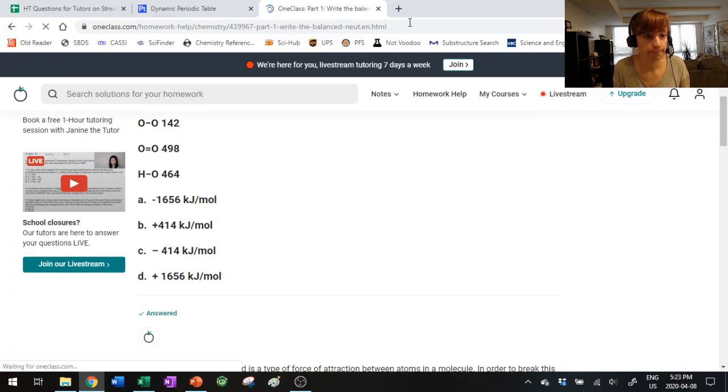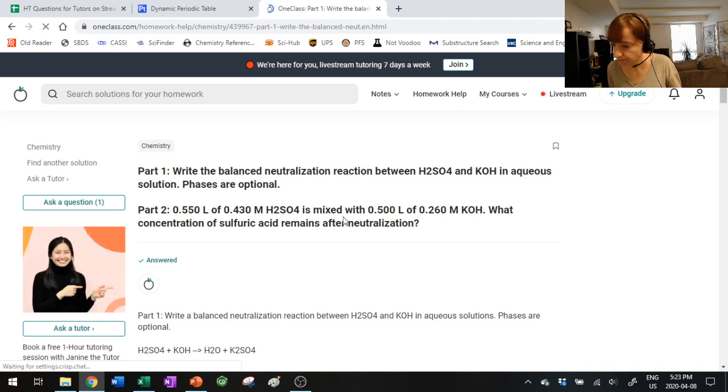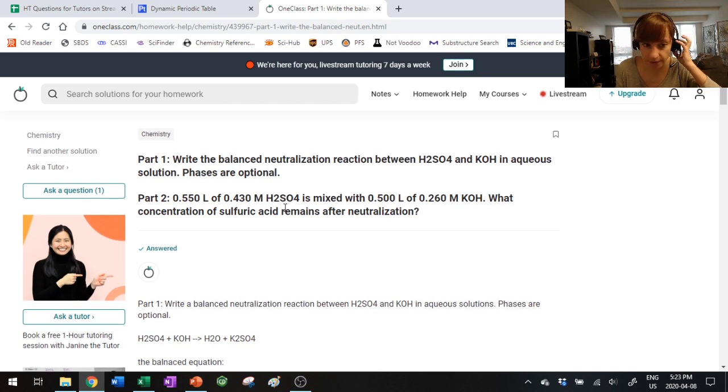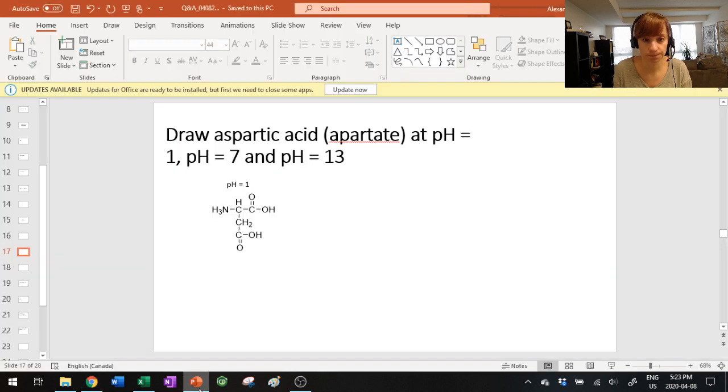Okay. So the next question: write the balanced neutralization reaction between H2SO4 and KOH in aqueous solution. Phases are optional. And then after you've done that, so you have 0.55 liters of 0.43 molar H2SO4 mixed with 0.5 liters of 0.26 molar KOH. What concentration of sulfuric acid remains after neutralization?